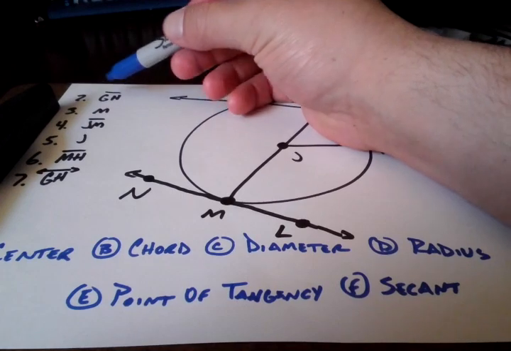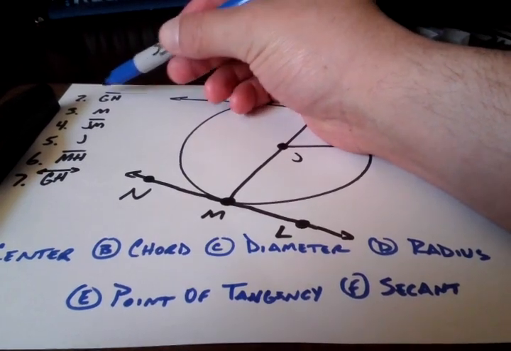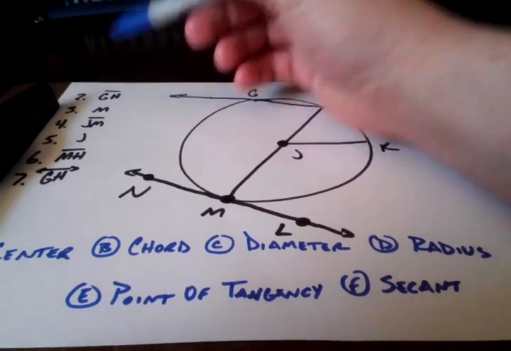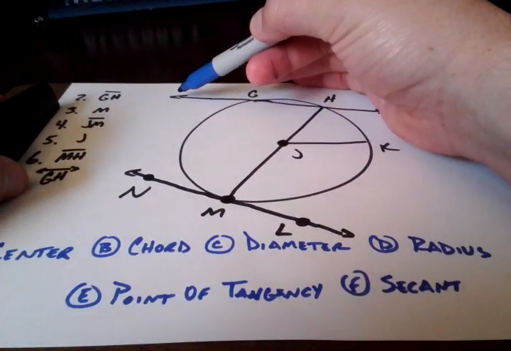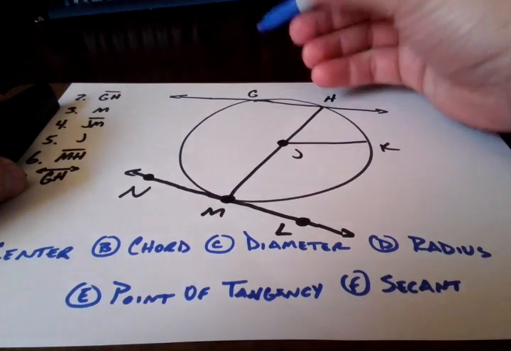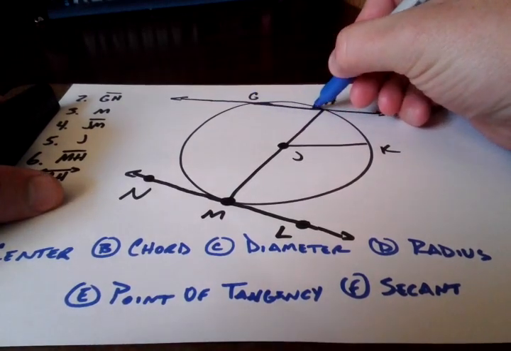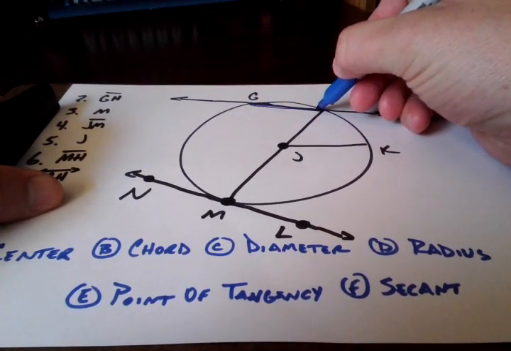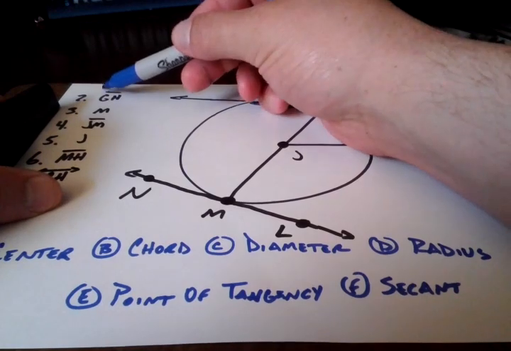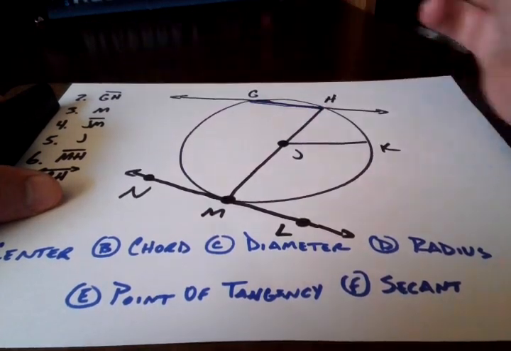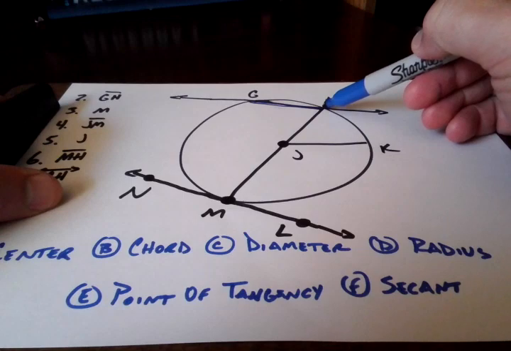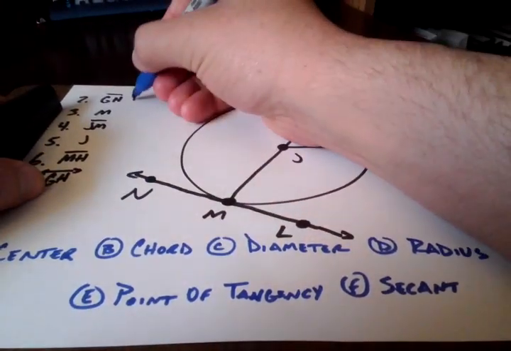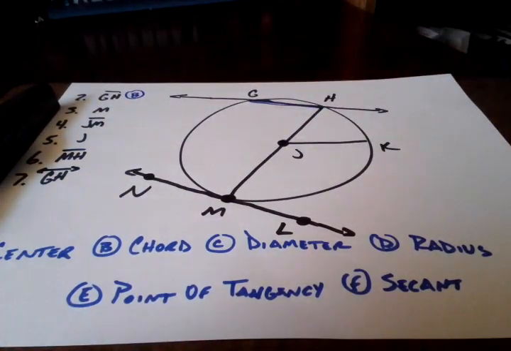GH is a segment because there are no arrows on top of the line, starting and stopping at GH. Even though this has a line, we are just talking about this part, from right there to right there. That's all we're talking about because there are no arrows on top. It's going from circle to circle. It's a segment. It's a chord. Number 2 is B.